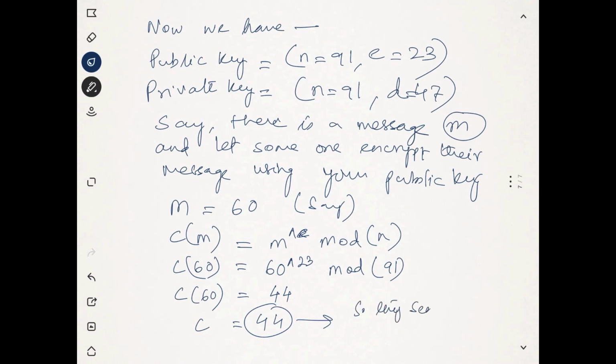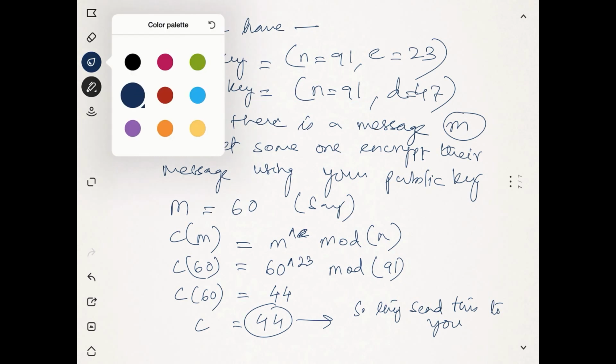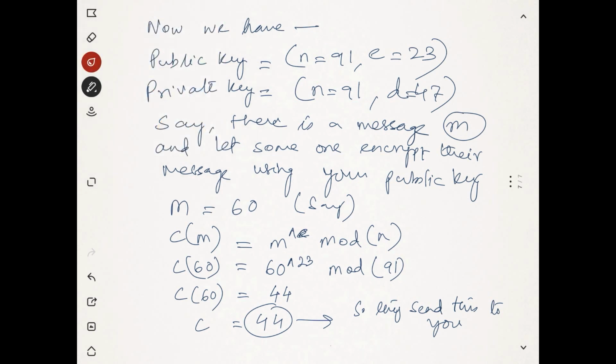So they will send you this number 44. The actual message is 60, but you'll get a number 44. Now it's your turn to decrypt this message using your private key. So we have private key n is equal to 91, d is equal to 47. We'll use that to decrypt this 44, and the answer we get should be 60. And if we get 60, that means we were able to encrypt and decrypt it. So let's decrypt the message now.